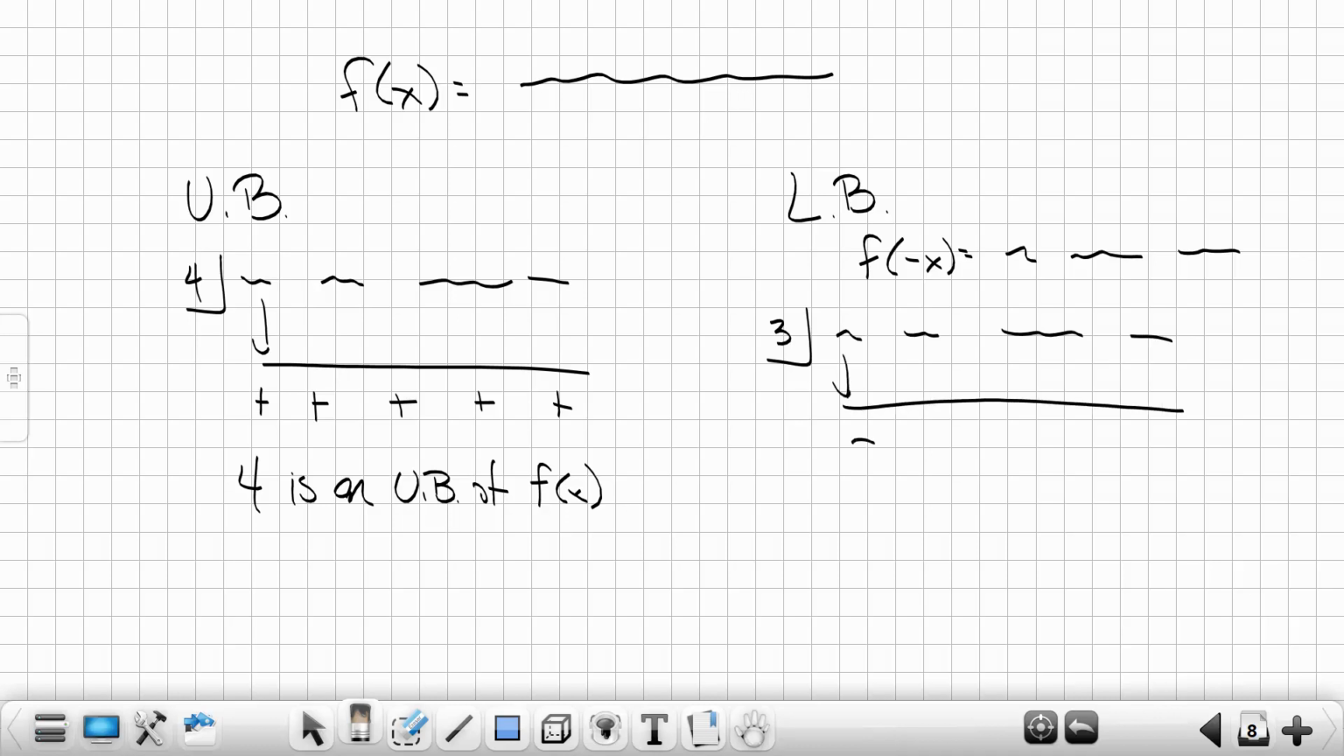And let's say that these all end up being positive also, okay? The sign didn't change. So on the lower bound, since I'm using f of negative x, then negative 3 is a lower bound. So on this one, I keep the sign at whatever it is. This one, I change it.